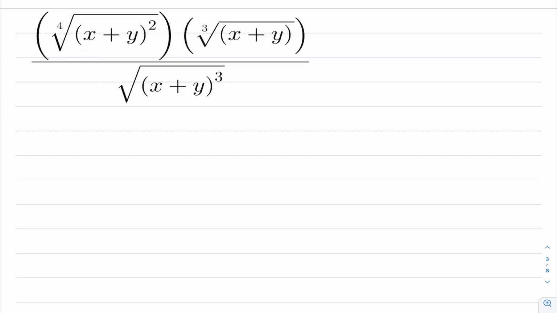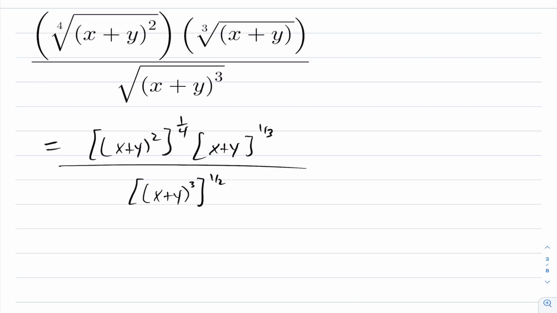So for this example, again, we want to simplify the following expression. Write everything in exponential form. Doing so, we get. All right, going ahead and writing this all in exponential form, you see I got rid of the fourth root, changed it to a quarter, got rid of the third root, changed it to a third, got rid of the square root, changed it to a half. We now have power to a power. We can multiply here. So with power to a power, we have 2 times a quarter, which giving us x plus y to the power of a half.